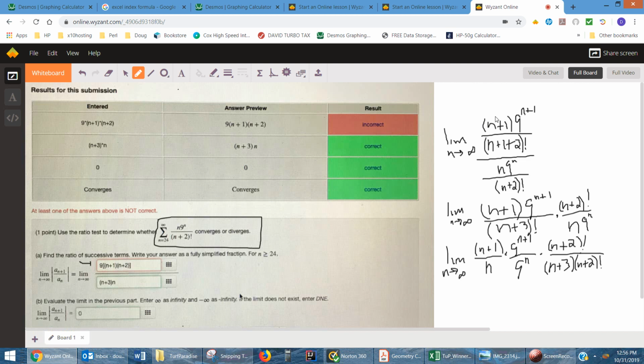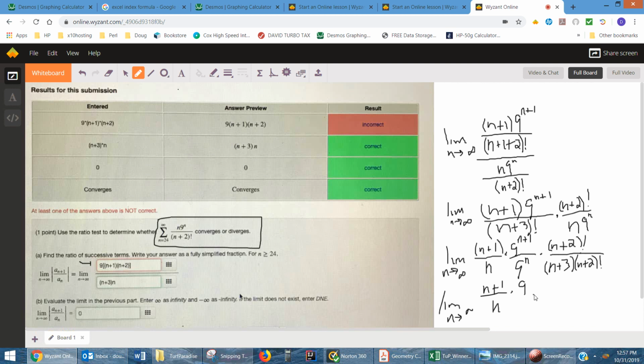I can evaluate this by multiplying the numerator by the reciprocal of the denominator, and normally that's what we just write first. And I separated these into 3 separate fractions so you could see what's canceling out. The limit as n approaches infinity of n plus 1 over n. 9 to the n plus 1 divided by 9 to the n is just 9, because we say n plus 1 minus n.